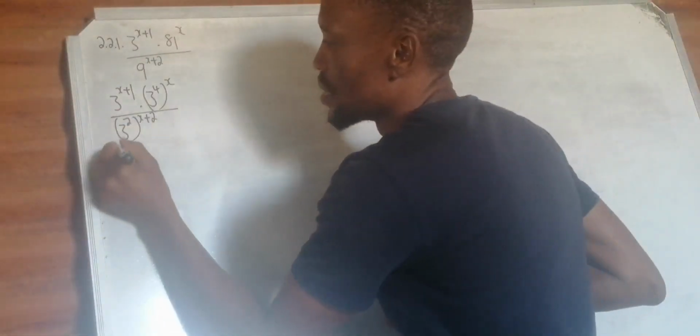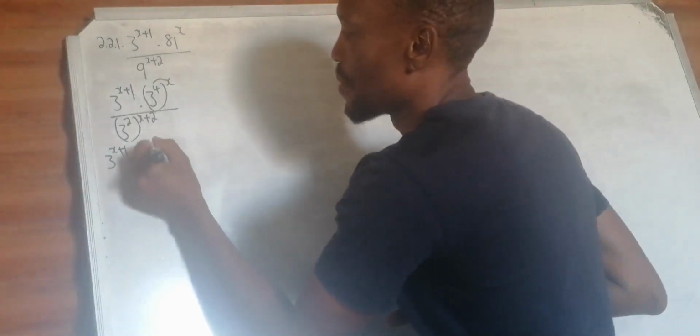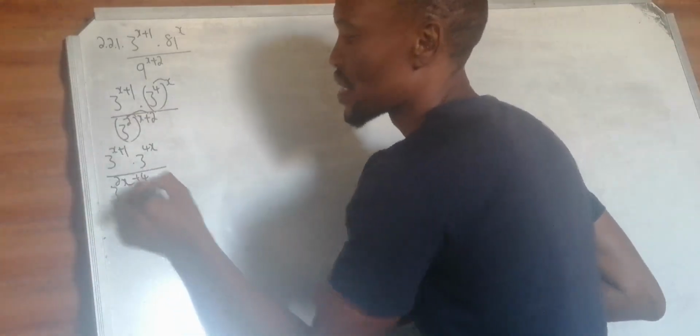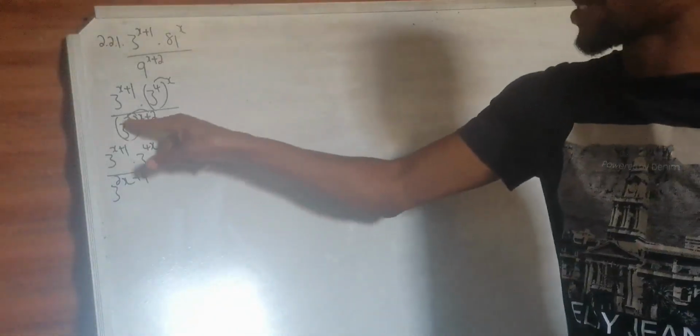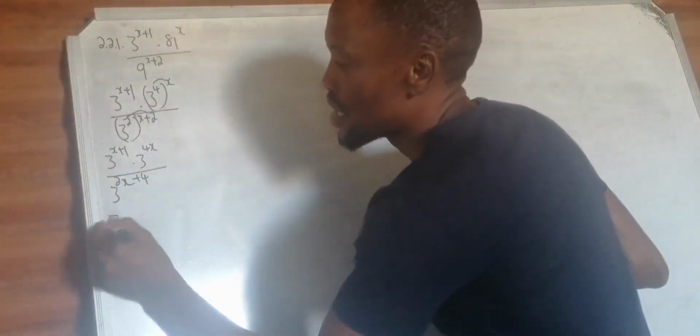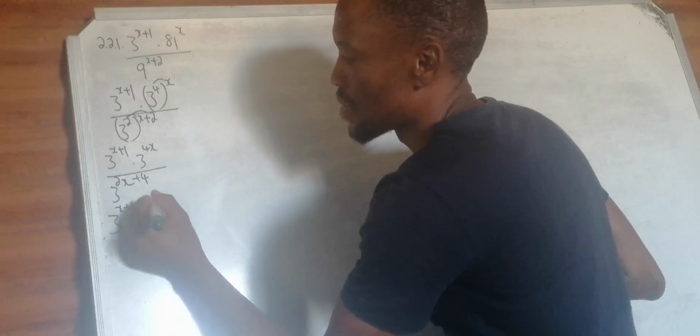And I let this be 3 to the x plus 1, times 3 to the 4x, over 3 to the 2x plus 4. Now the basic idea is to reapply the laws of exponents. Again, when we multiply numbers of the same base, we add the exponents. So x plus 1 plus 4x.